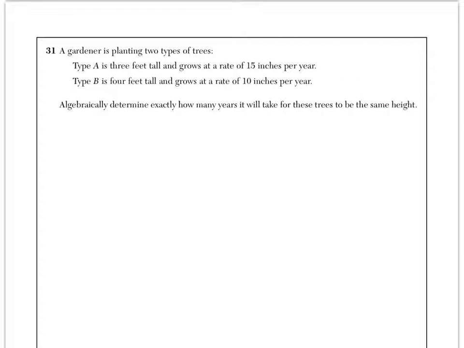same height. So I know in math that the word the same means equal. So we want the two heights to be equal. So I want A to equal B. So I need to write type A in math lingo. So type A is 3 feet tall. So if type A is 3 feet tall, how many inches is that? Well, since there's 12 inches in a foot, I'll just simply multiply 3 times 12 to get me 36.